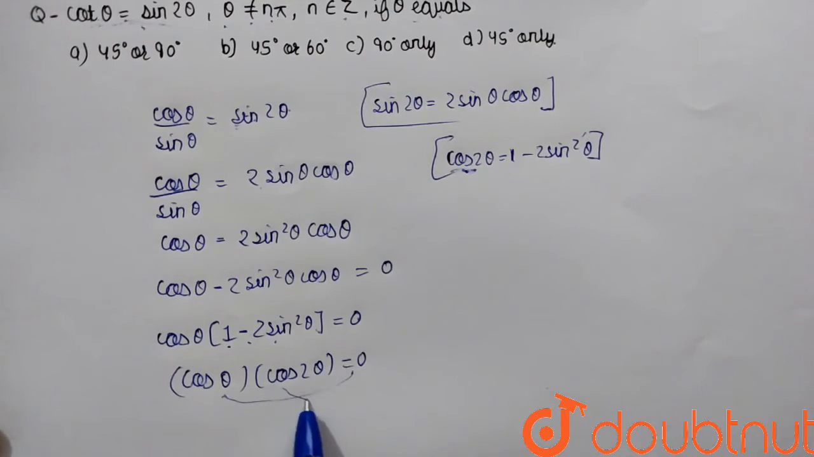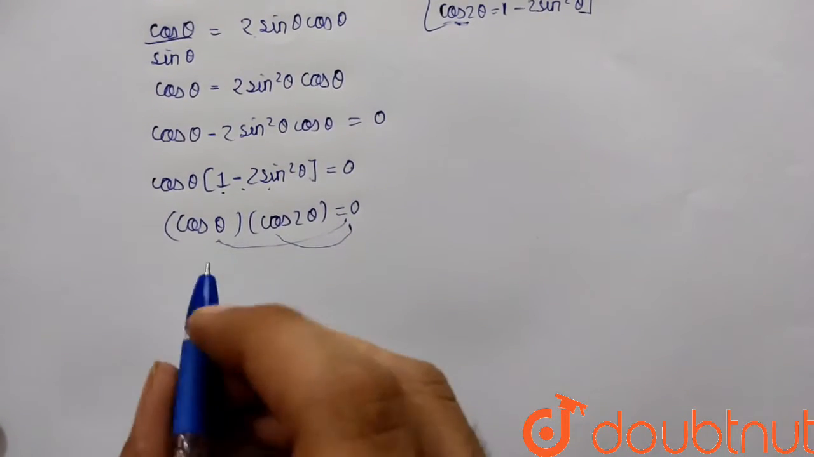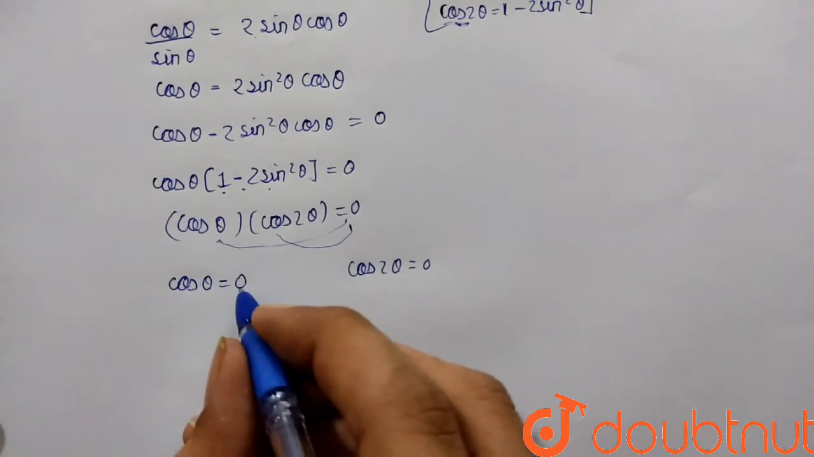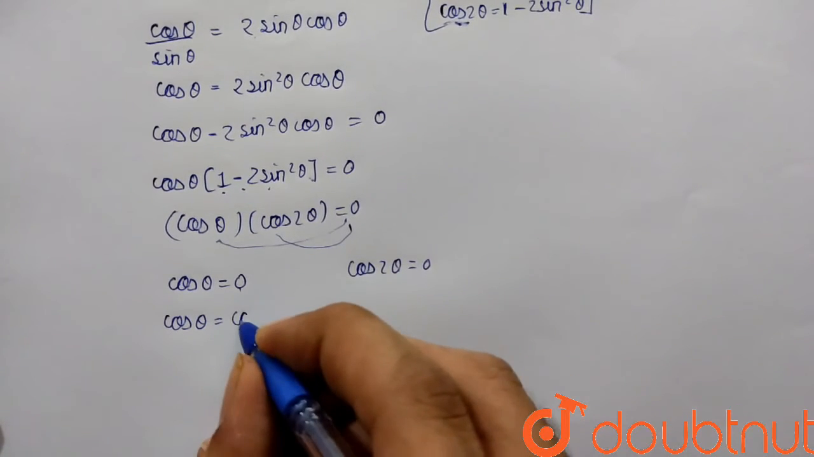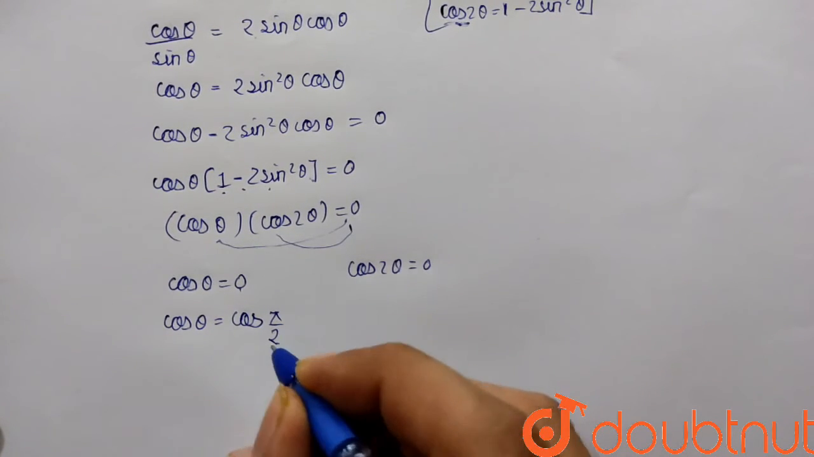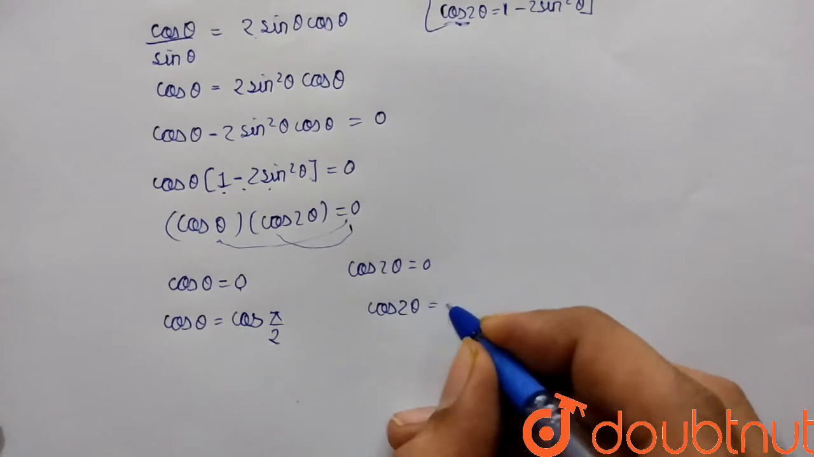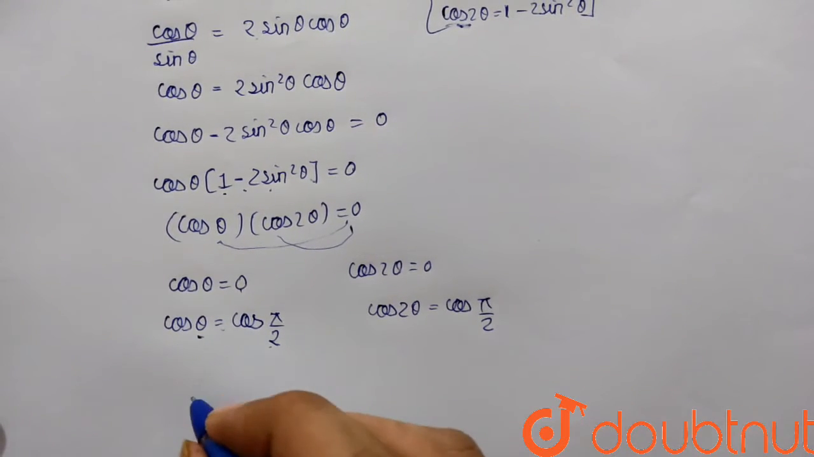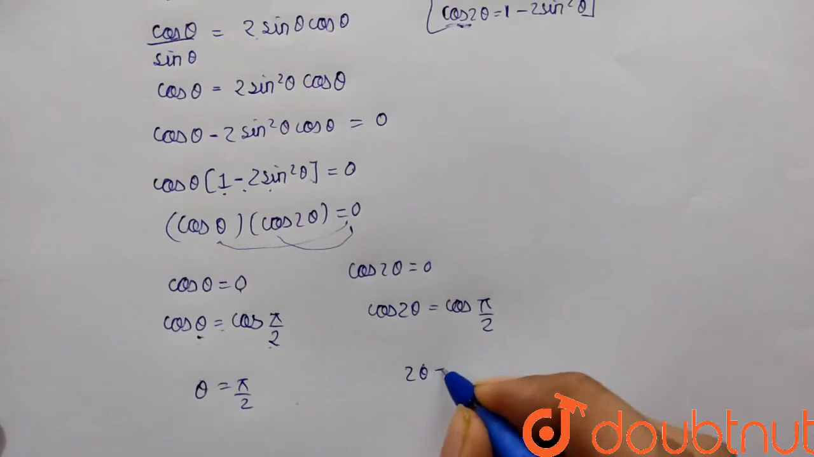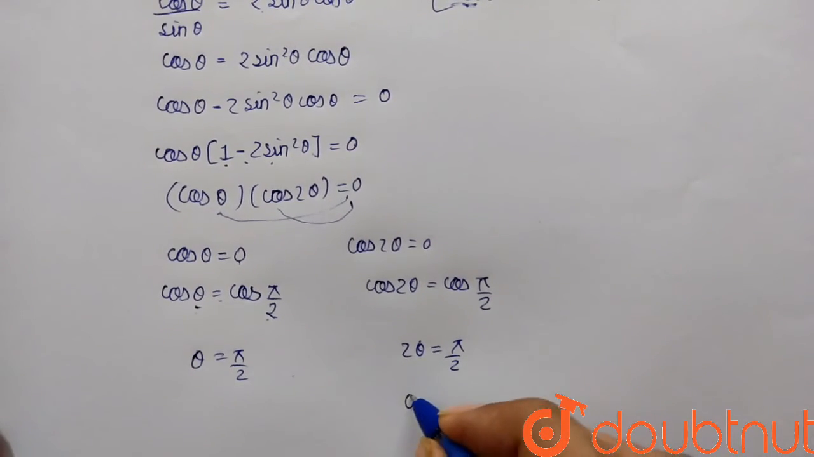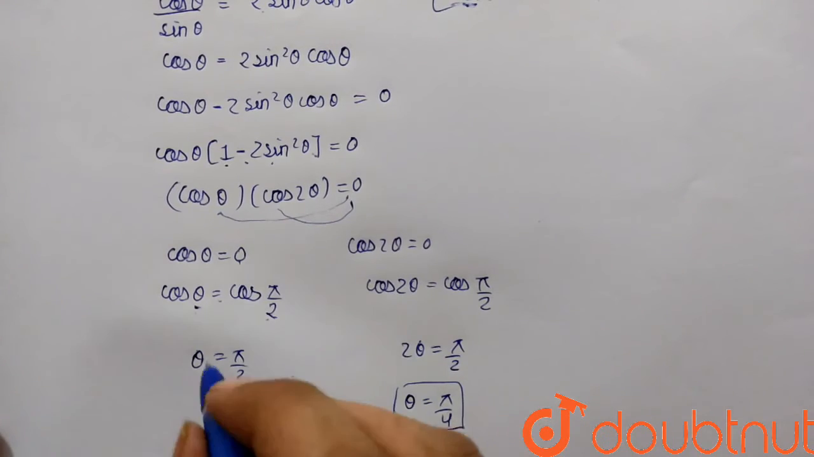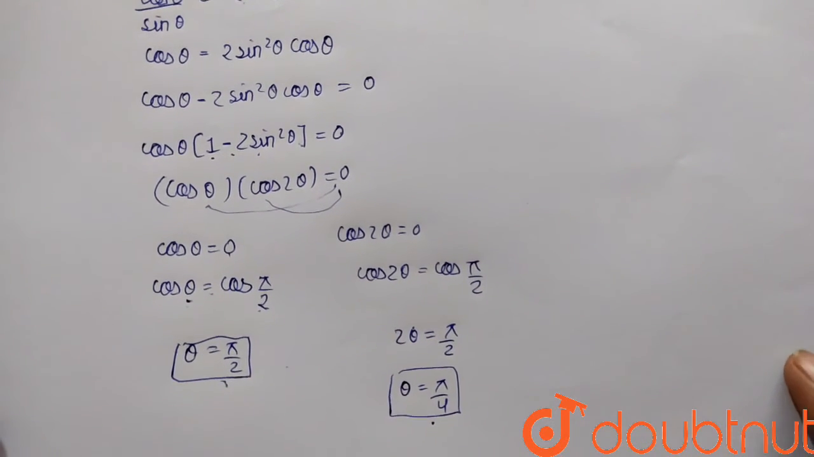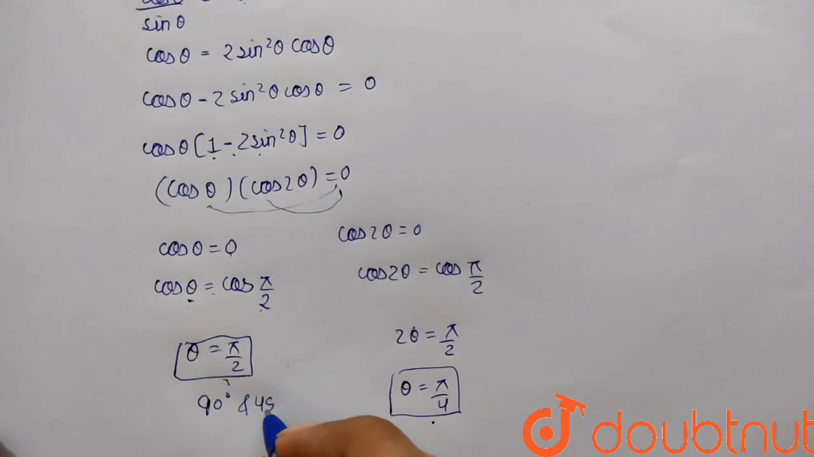Now one time cos theta will be equal to 0, and one time cos 2 theta will be equal to 0. So cos theta equals 0 at cos pi by 2, which is cos 90. Similarly here, pi by 2. Comparing the angles, we are left with theta equals pi by 2. And here we are left with 2 theta equals pi by 2, which means theta equals pi by 4. So the value of theta satisfying the equation is pi by 2, which means 90, and pi by 4, which means 45. So 90 degree and 45 degree are the answer.